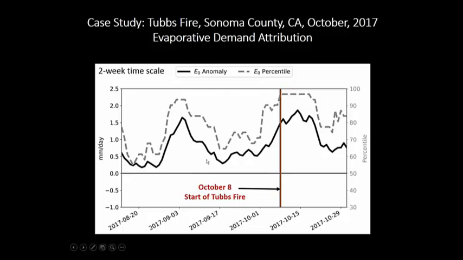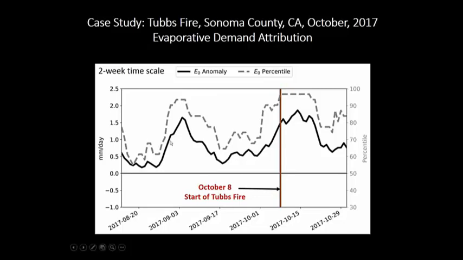This first graph is basically a moving sum of the 2-week evaporative demand. This would be like a 2-week EDDI, in black. Anything above 0 is above normal, and the dotted lines are the percentiles to give some climatological perspective. Two things really stand out here. One is that the evaporative demand was above normal the entire time, going back to early August leading up to the Tubbs Fire, so this was persistent.